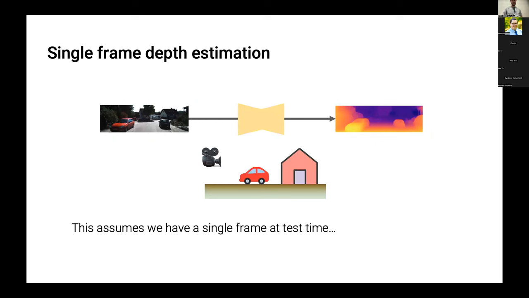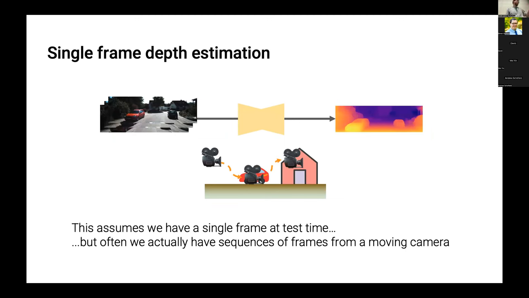Again, harking back to the methods we talked about a second ago, when we just have single images, we have an input image, we have our network here in this yellow box, and we make our prediction. But in practice, a self-driving scenario is a good one. We might actually have multiple frames available to us, and so we'd like to be able to use those.